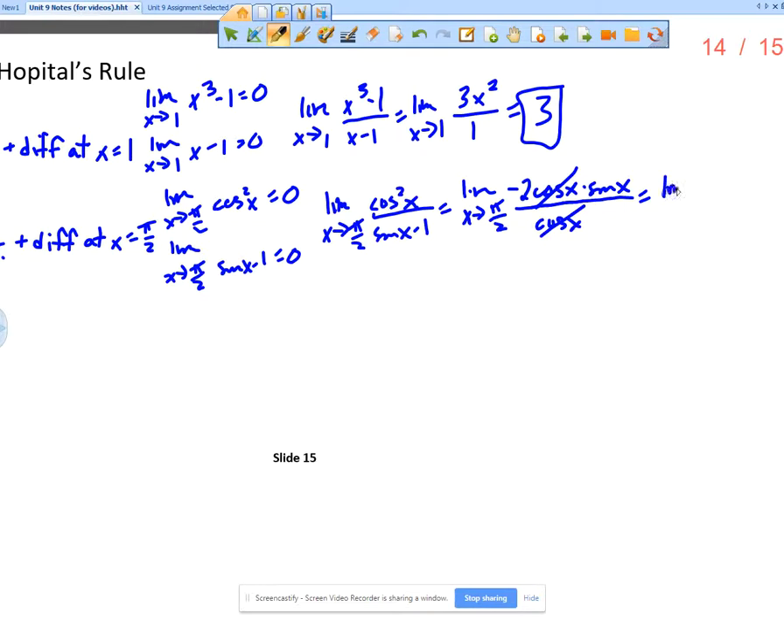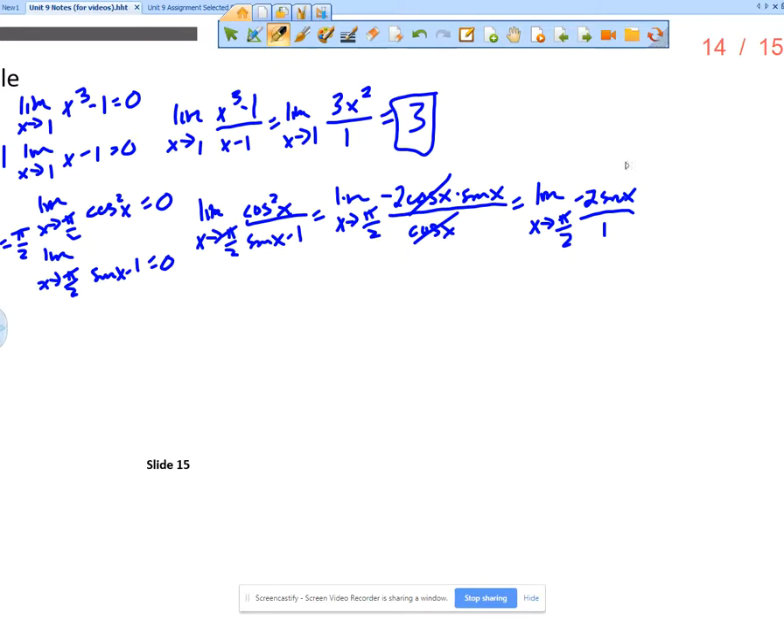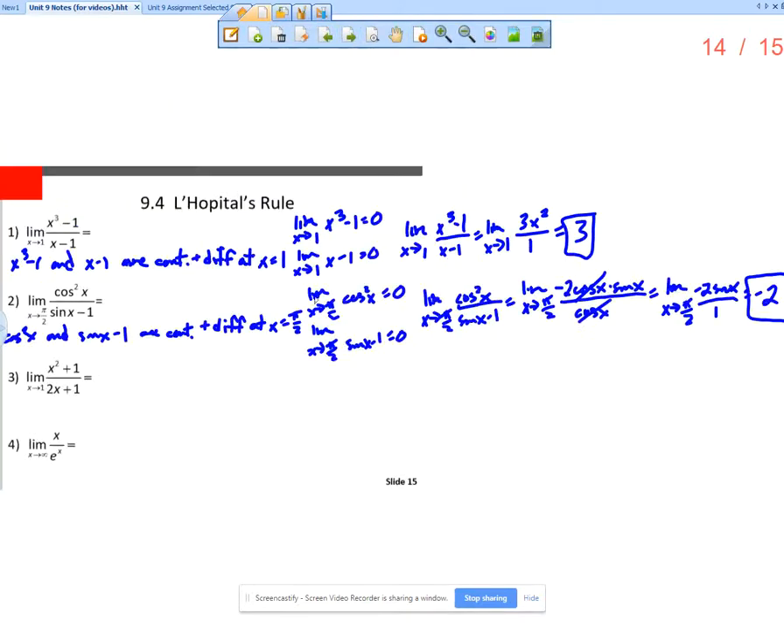And so this is the limit as x approaches pi over 2 of negative 2 sine x over, well, there's still a 1 there. Now we can reevaluate the limit, and we get negative 2 times the sine of pi over 2, which is 1. So negative 2 would be our limit. You have to make sure you realize we do have to make these statements so that we can indicate that L'Hopital's rule applies.